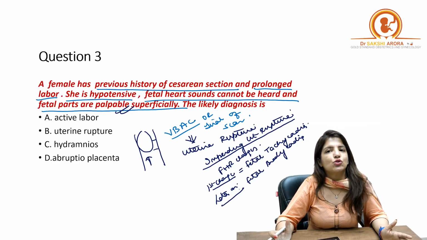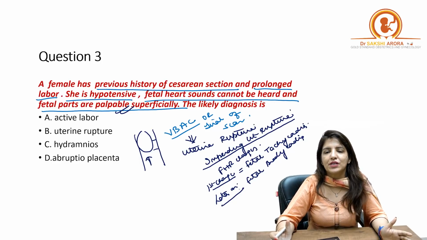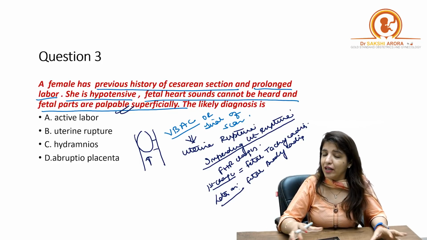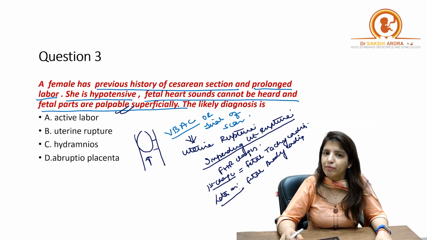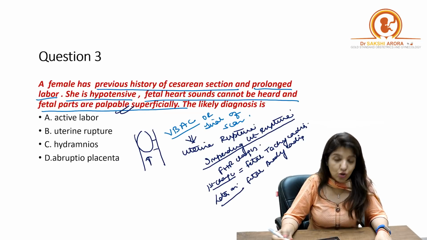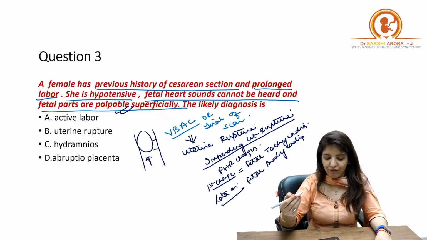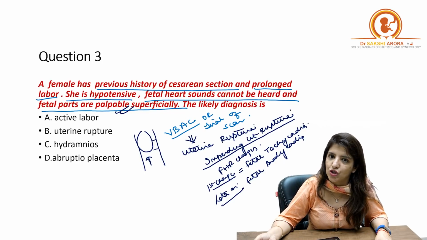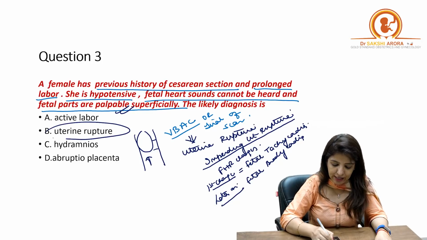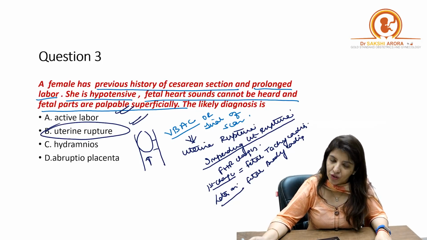So in this case over here, there is previous history of cesarean section, there is history of prolonged labor, and suddenly you are seeing that the mother has become hypotensive, fetal heart sounds cannot be heard, and fetal parts are palpable superficially. All these point towards uterine rupture as the cause, right?